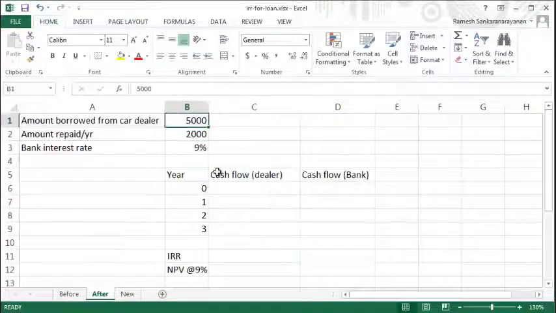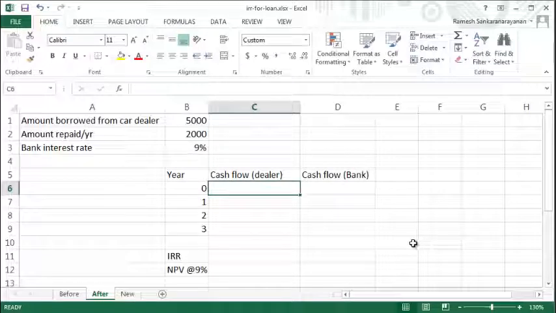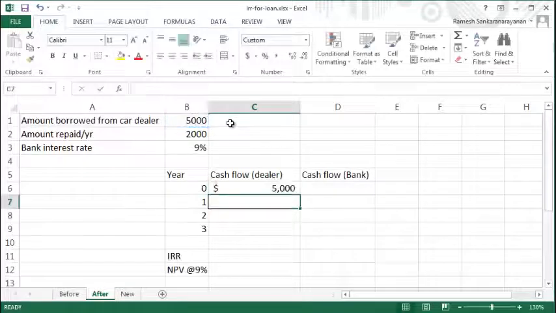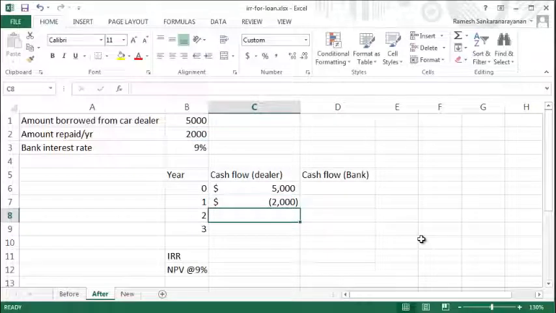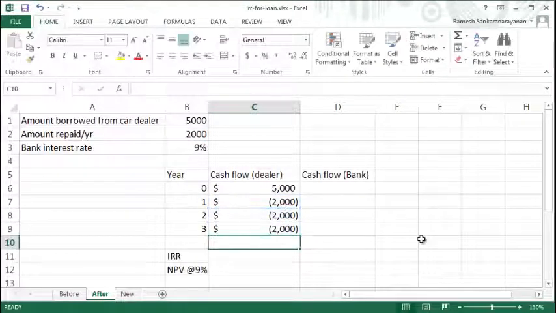And in this example, let's say you want to purchase a car and you have the option to borrow, let's say, $5,000 from a dealer, and you can repay at the rate of $2,000 every year for the next 3 years. So let's just plot those cash flows. Initially you borrow $5,000 and then you repay $2,000 every year thereafter. And I'm just going to copy it like this.